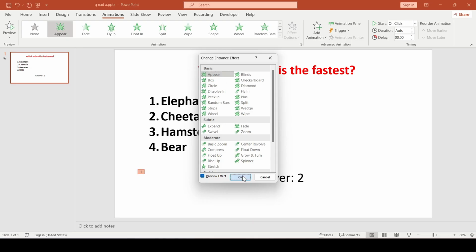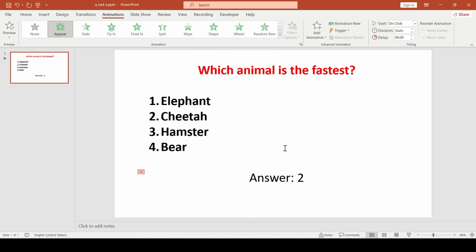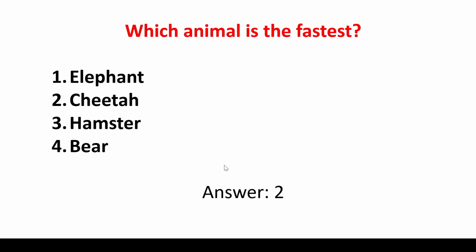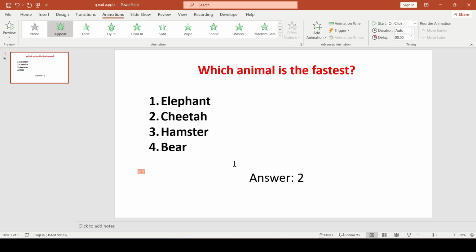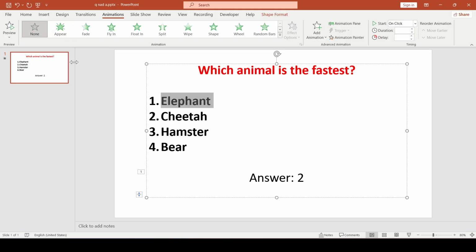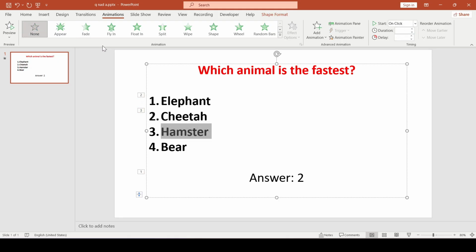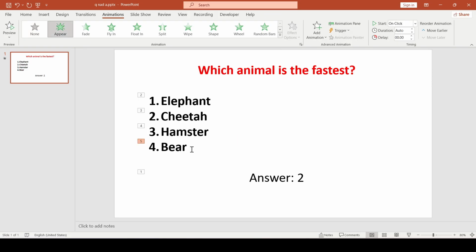So the animation is selected, we press F5 and check the result. As you can see, the text with the answer appeared on a click. And if you need the rest of the text to appear on a click, then add animation just like in the first case. And the numbers that appear next to the left show the order in which each answer appears.